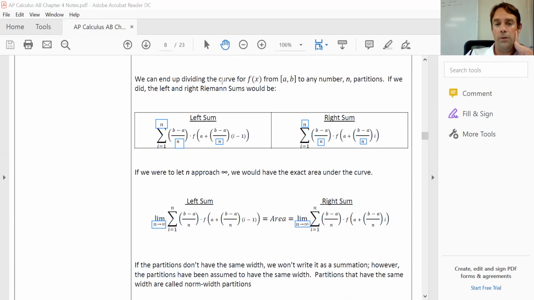Notice nothing changed here. We still have our base. There's our base. And we still have our height. So we're just taking, in theory, an infinite number of rectangles. Base times height, and we're going to have an infinite number of rectangles.